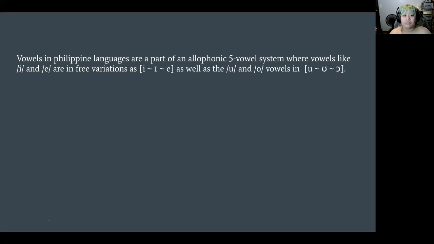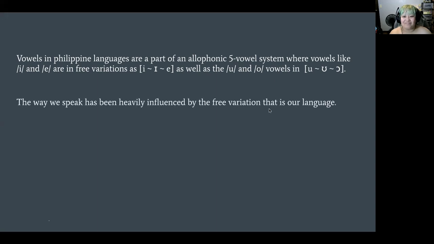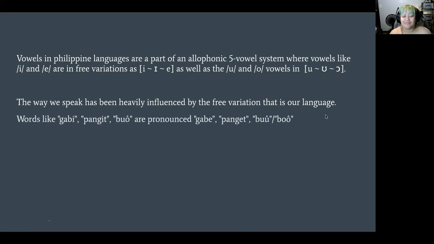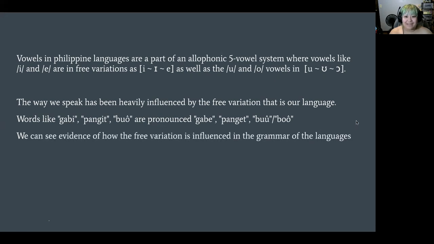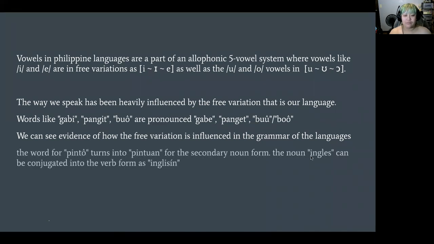What does this mean? The way we speak has been heavily influenced by the free variations that are in our language. Sorry, I have grammar mistakes. The words gabi, pangit, buo are sometimes pronounced gabe, pangit, buo, or buo, which I know, wow, we can see evidence of this. However, in the free variation in the grammar of the languages that we speak, the word pinto when conjugated into the second noun form becomes pintuan.